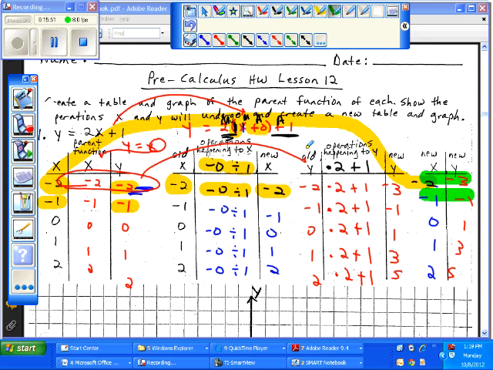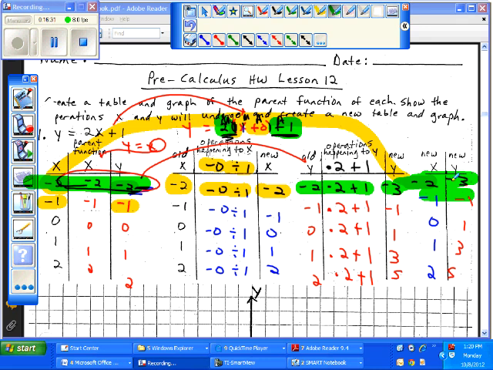Then we're going to mess with the y over here. The y of that first parent function point was a negative 2. What's going to happen to it? Well, I'm going to do what's outside in the order of operations. I'm going to multiply by that 2, and then I'm going to add a 1. And so we're going to take that negative 2, multiply by 2, add 1, and get a negative 3. So this point right here is going to end up right here.